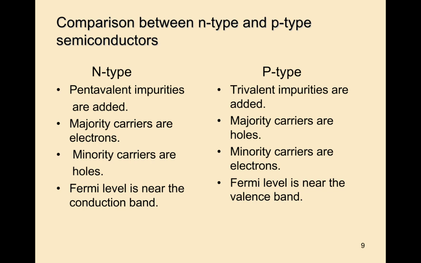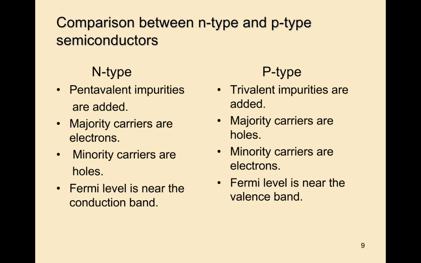Examples for N-type semiconductors. Examples of pentavalent atoms are arsenic and antimony. Fifth group elements are added to pure semiconductors, and we get N-type semiconductor. Third group elements are added to pure semiconductor, and we get P-type semiconductors.